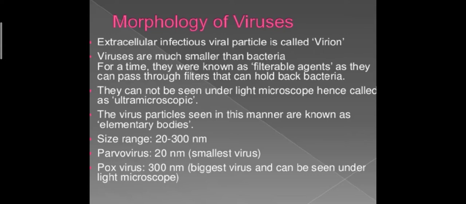Let's see the structure of the virus. An extracellular infectious viral particle is known as a virion. The scientific word virion is nothing but the extracellular infectious viral particle. Let's see the size range of viruses, 20 to 300 nanometers. The smallest virus observed till now is parvovirus, which is 20 nanometers.